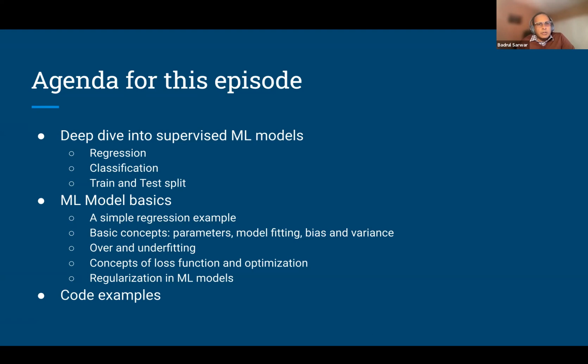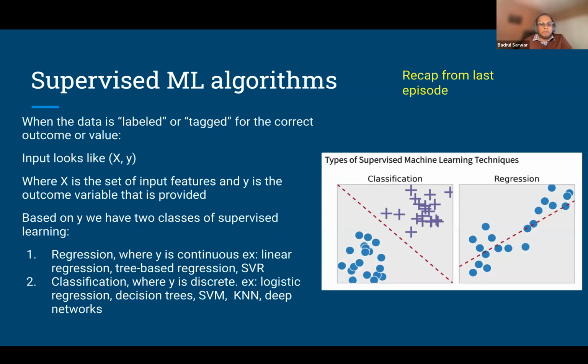Then we'll go deeper into machine learning model building. Okay, we start with a regression example, and we talk about model fitting and some techniques related to overfitting and underfitting and bias-variance and other things. All right, and then we'll also show some code examples towards the end.